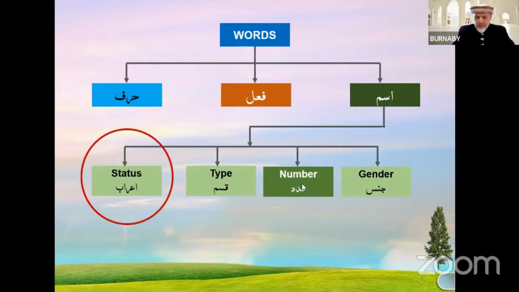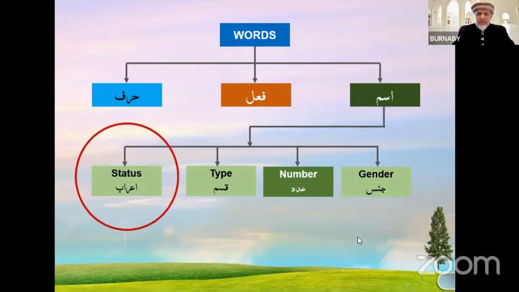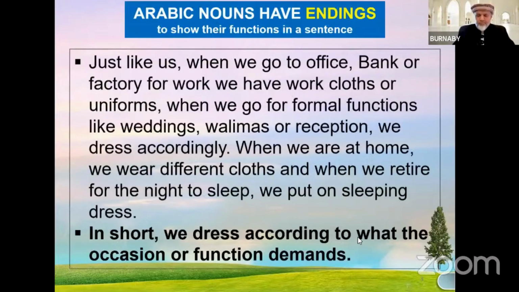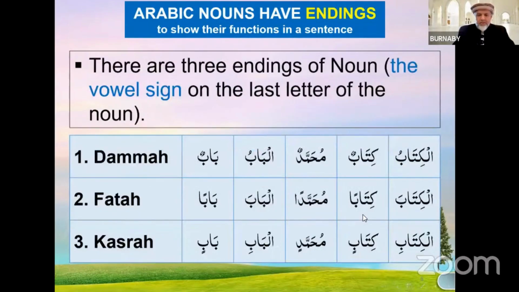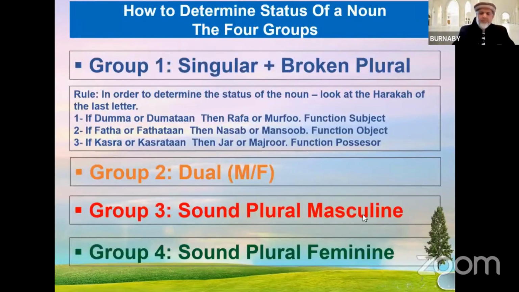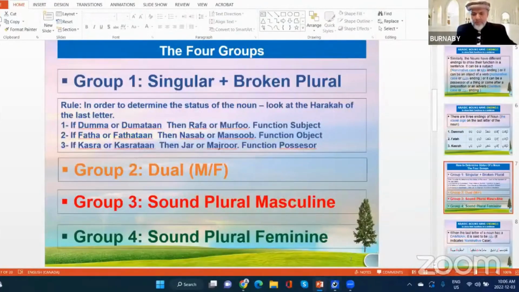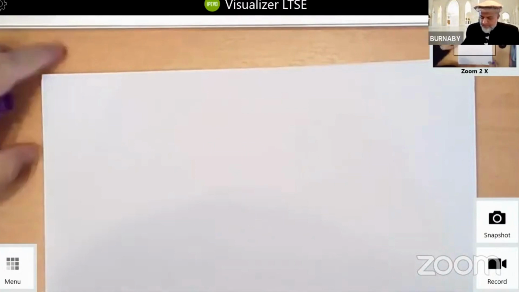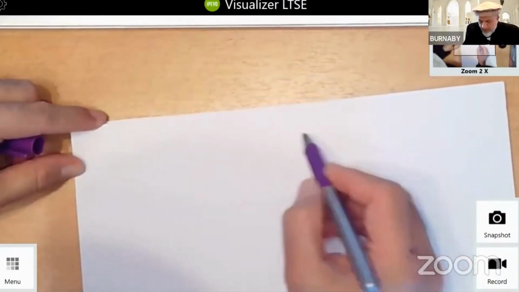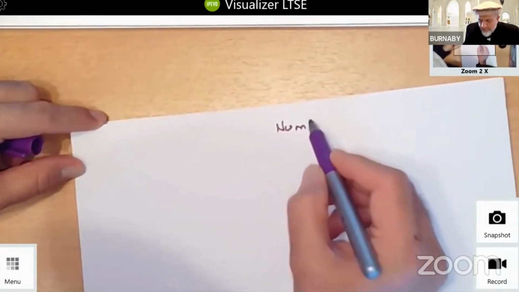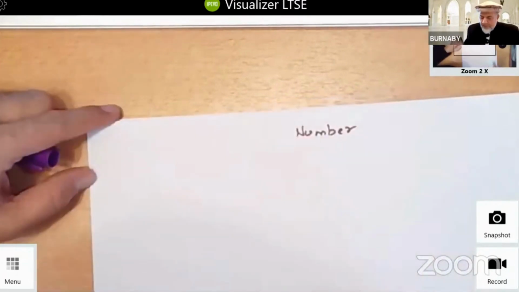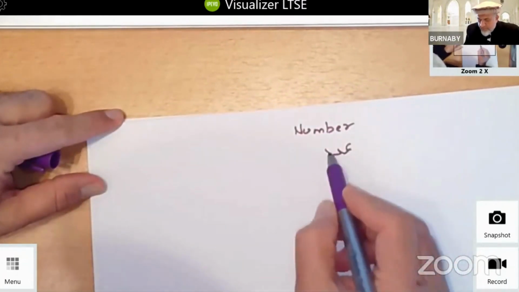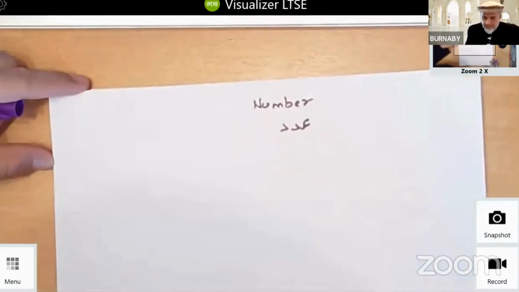Okay, so in the number category, let's go back to this here. Maybe I should do it on the camera so that you guys know what I'm talking about. All right. So when we say adad, or when we say number, what is the Arabic for number? Adad. Yes? Adadun. Okay.